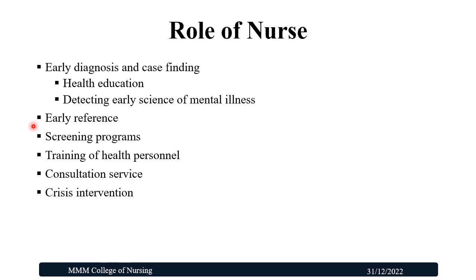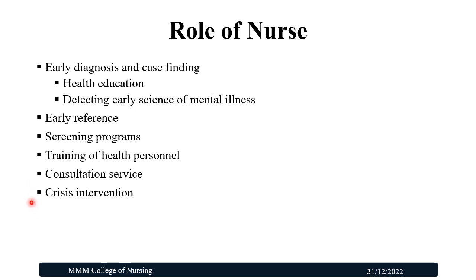And early reference and screening programs, like a simple questionnaire can be prepared to assess the early symptoms of mental illness, which can be given even at schools, and training of health personnel and consultation services. Nurses working in government hospitals come across patients with puerperal psychosis, anxiety states, peptic ulcer, ulcerative colitis, bronchial asthma. So take measures and see that these patients are referred to the right place at the right time.